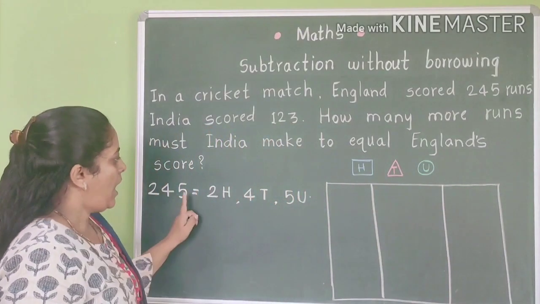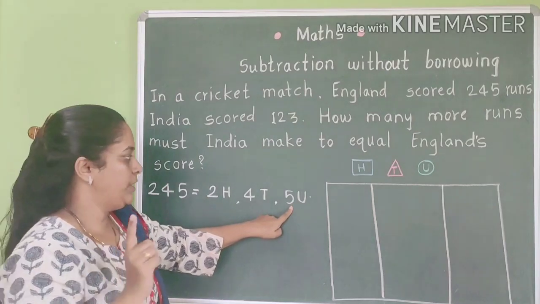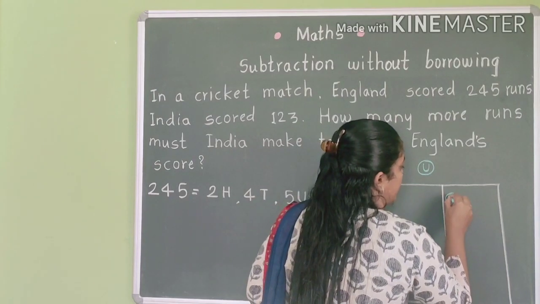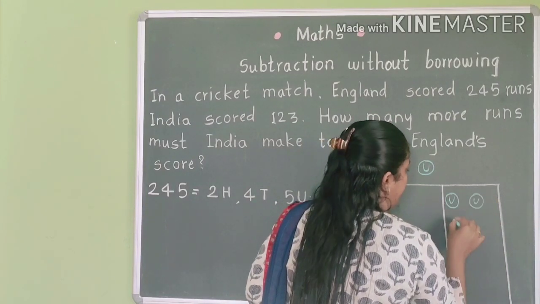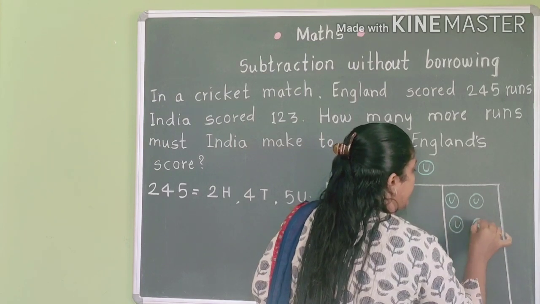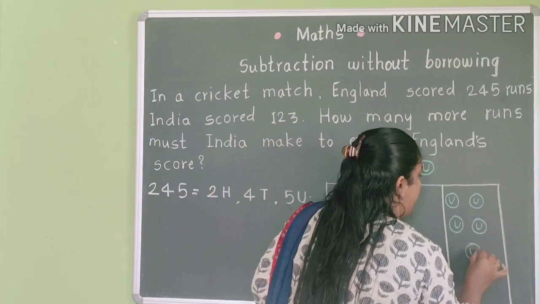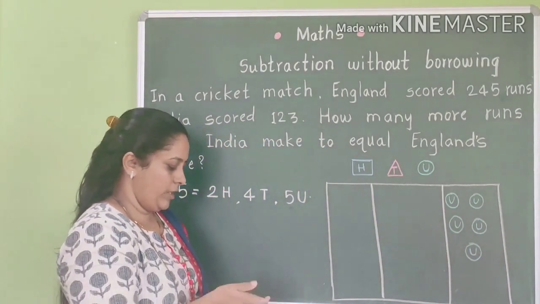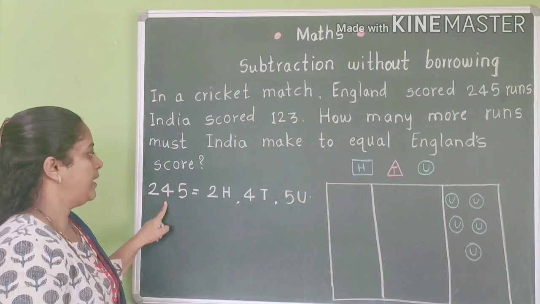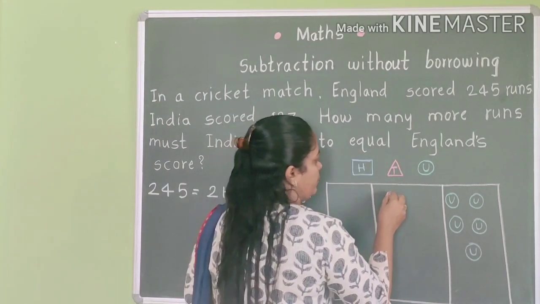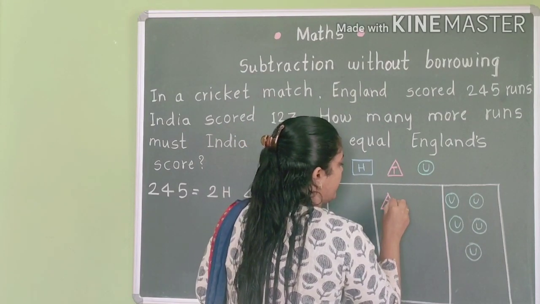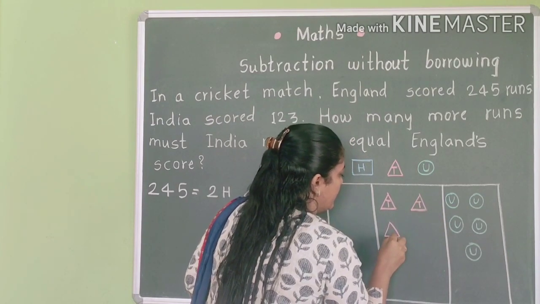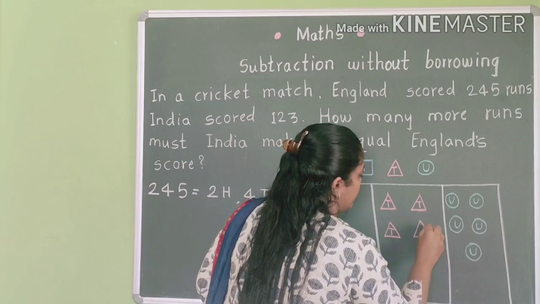Now look here. How many units are there? Good. There are 5 units. So we are going to draw 5 circles to represent units. 1, 2, 3, 4 and 5. And how many tens are there? There are 4 tens. So we are going to draw 4 triangles to represent tens.